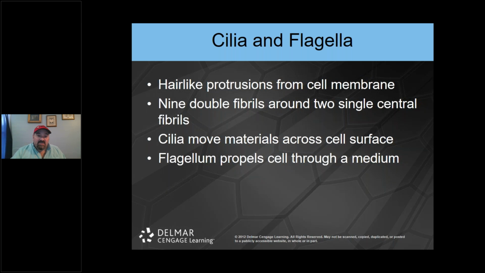Cilia and flagella are important for movement of material across the cell surface, and the flagellum is the tail for the sperm. Once the sperm is ejaculated outside of the male penis into the birth canal of the female, the sperm will then move via the flagellum. So that's the only cell within the human body that actually has a tail, a flagellum. Cilia are present in the respiratory system, in the digestive system, in the reproductive system.